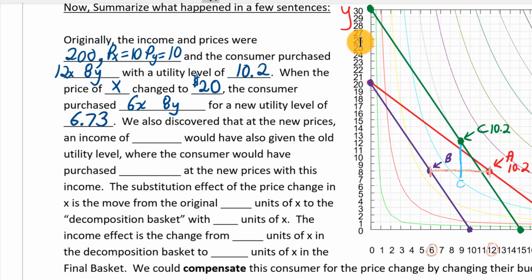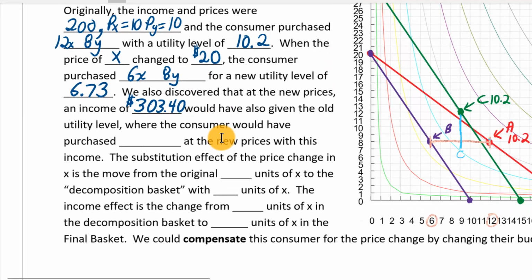So we discovered that at those new prices, an income level of how much could give them their old utility level of 10.2 back again? $303.40. Our benevolent dictator, our benevolent king, if he could figure out all the information he needed, could figure out how much more money he needed to give them so that his people weren't saddened by this price change.